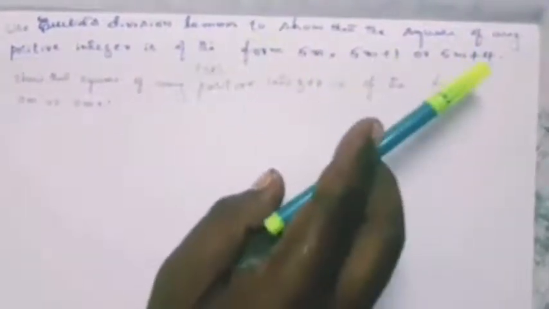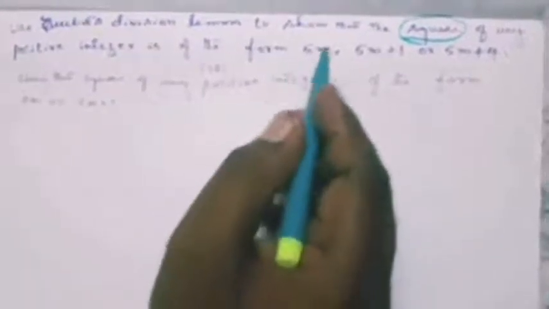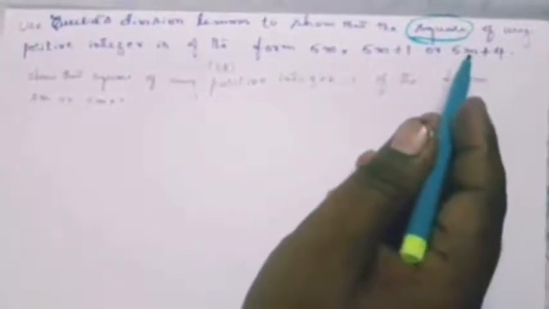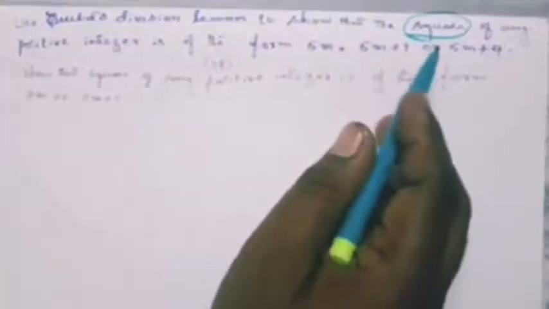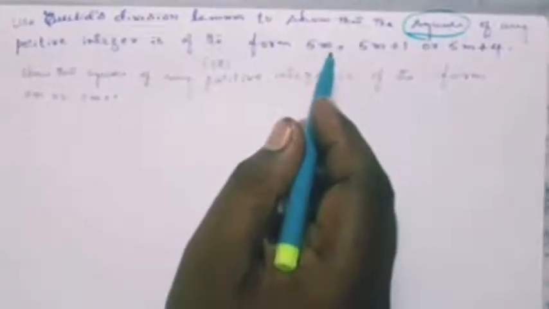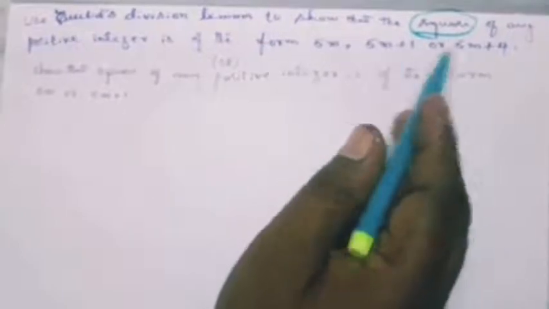Okay, children, let's move to the long questions. Here one of the very important model questions is: use Euclid division lemma to show that the square of any positive integer is of the form 9m, 9m plus 1 or 9m plus 4. By using Euclid division lemma, you need to show the square of any positive integer is of the form 9m, 9m plus 1 or 9m plus 4.